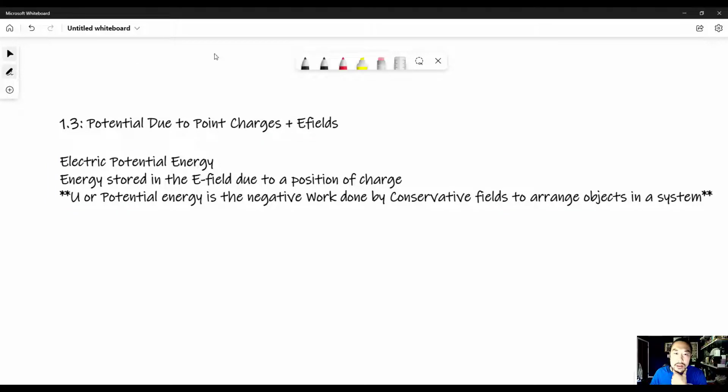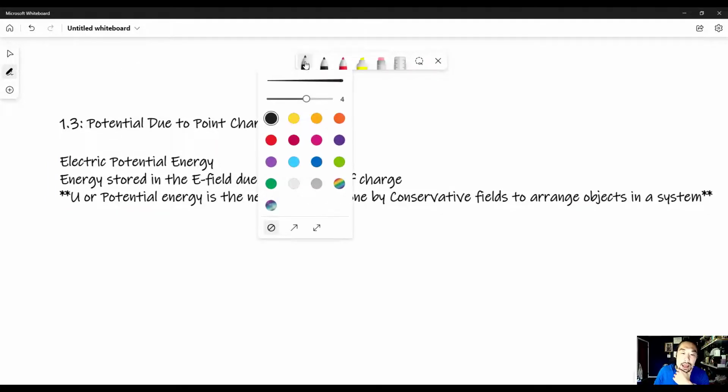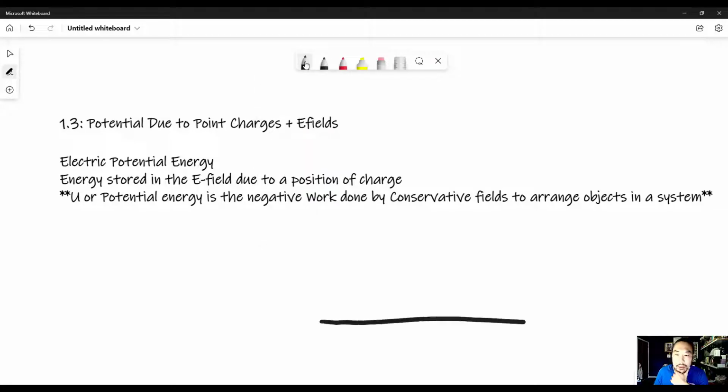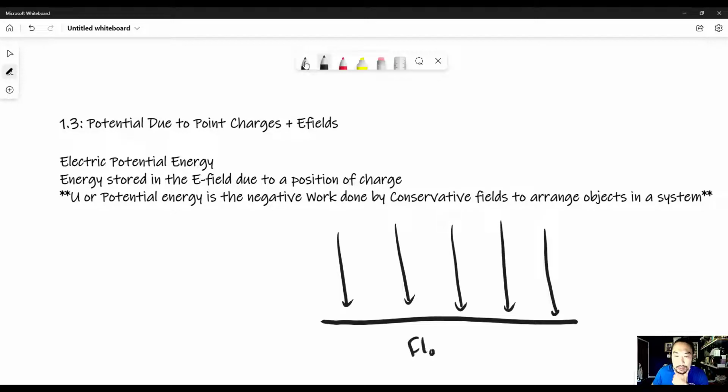Now, this is just a really fancy way of saying if we have an object that is placed within a field. So for example, if we have a gravitational field, this is something that we've done in mechanics, right? So here's a gravitational field. This is the floor. And let's say we have a red box here. And if I lift up that red box a height of delta H, so now the height is up here, we can say that this red box now has potential energy.